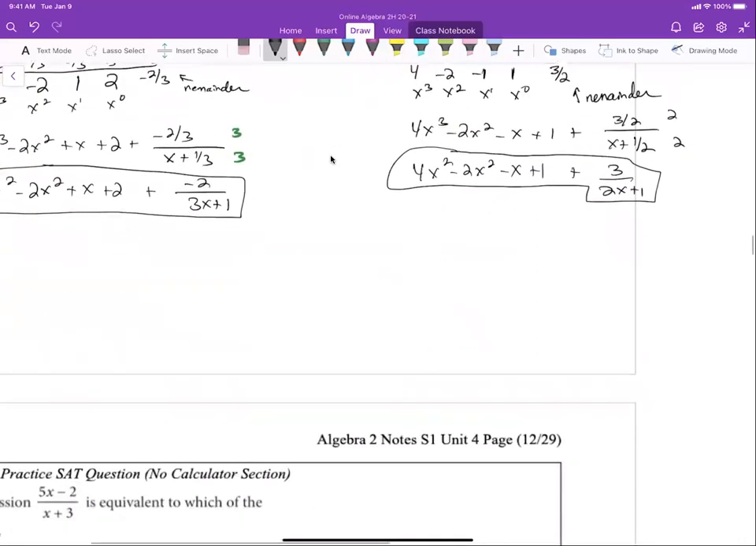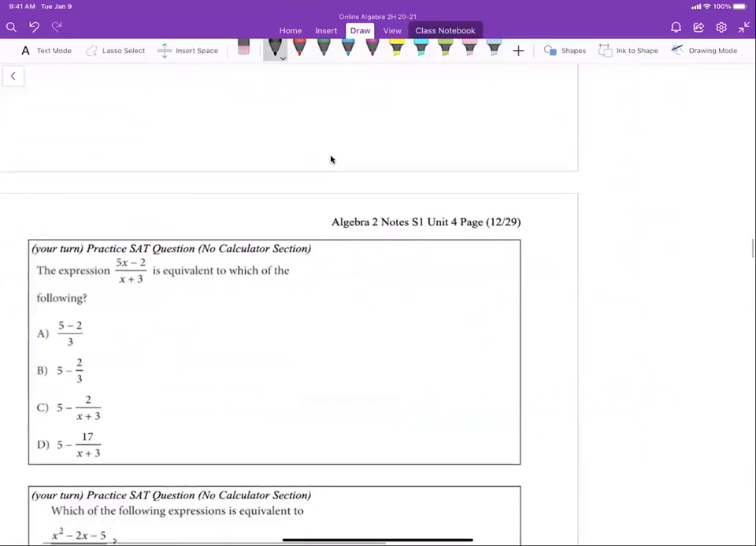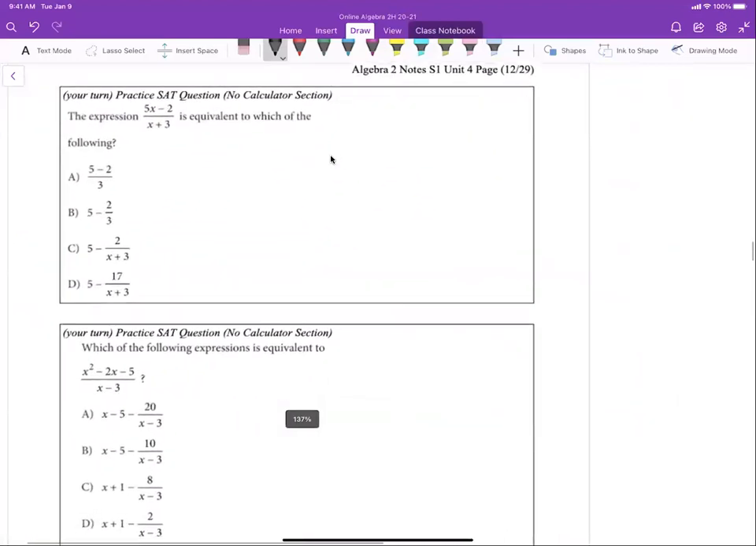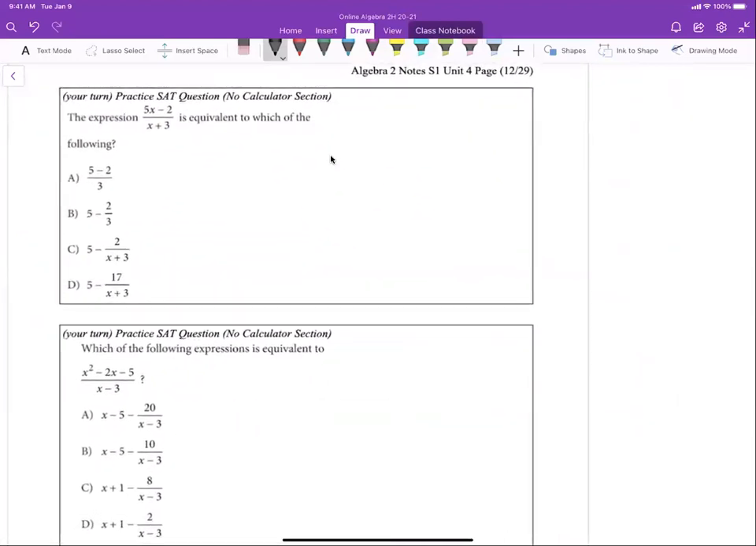Okay, 2 SAT style questions that are related to this. Why don't you try them yourself?